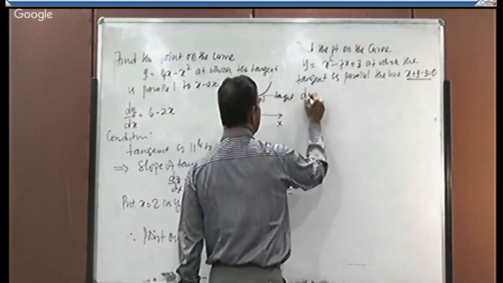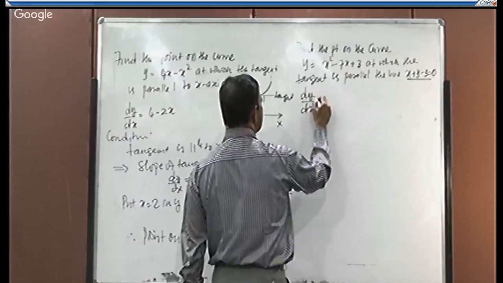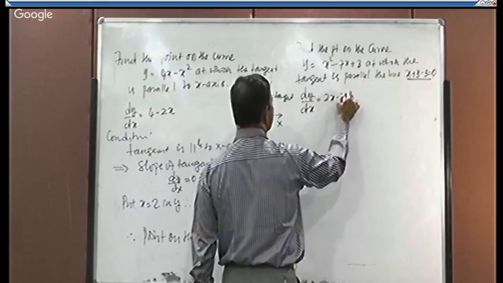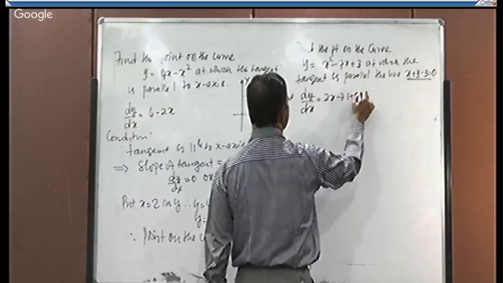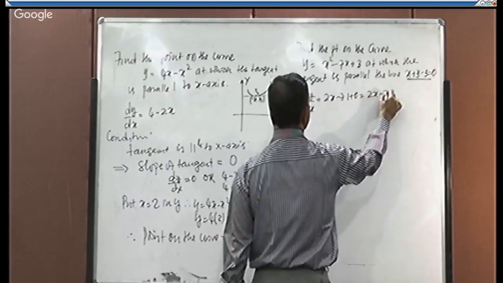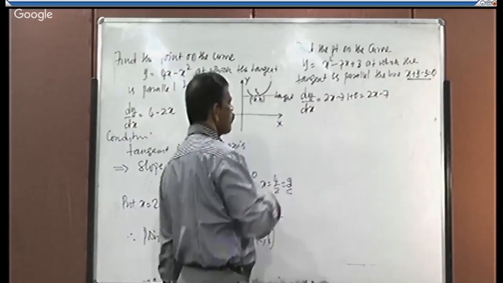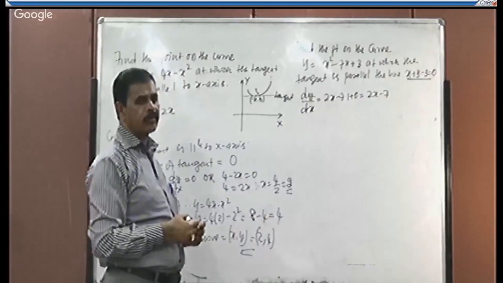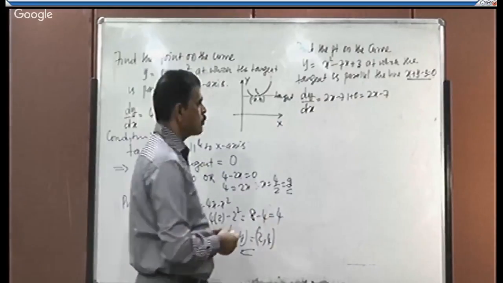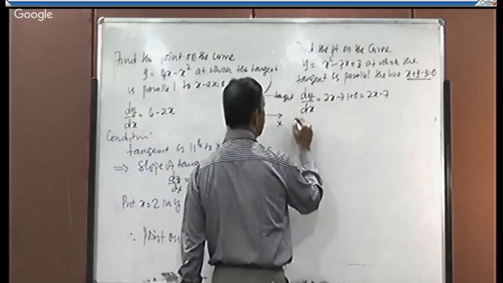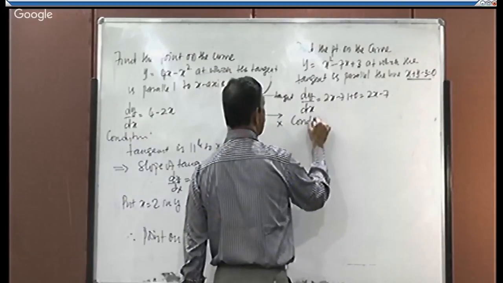First you get the dy by dx. Dy by dx is what? 2x minus 7 into 1 plus 0. That is 2x minus 7. Dy by dx is 2x minus 7. Okay. Now, what is the condition they have given? Condition is what?